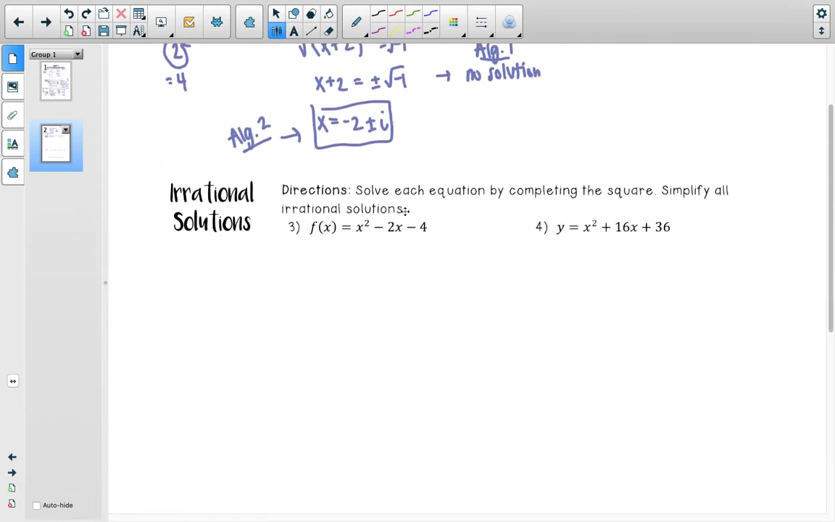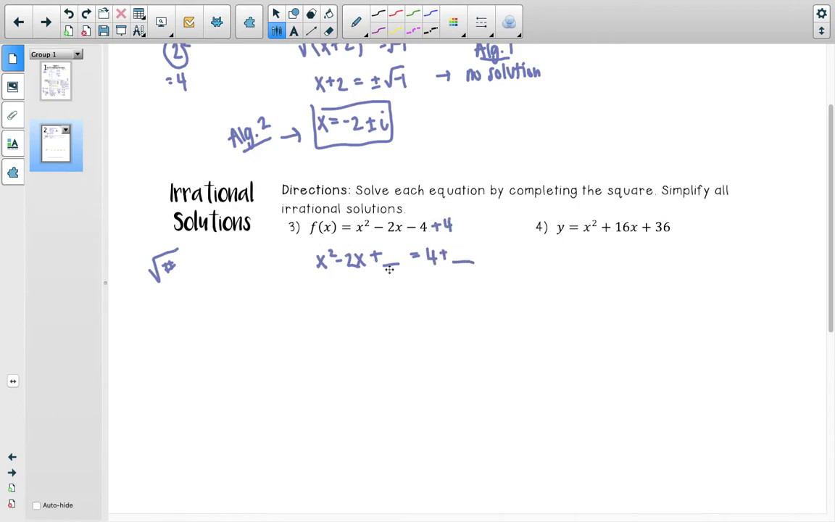Okay, so 3 and 4 is going to say irrational solutions. So if you remember in the beginning of the year, that means probably you're going to have a radical under some number that doesn't simplify, okay? So first step, I'm going to do 3 with you, 4 on your own, okay? You're going to take the 4 and add it over. So you get x squared, oops, not plus, sorry. x squared minus 2x plus a blank space equals 4 plus a blank space because we added the 4 over, okay?